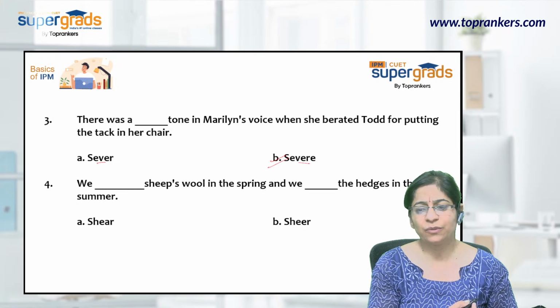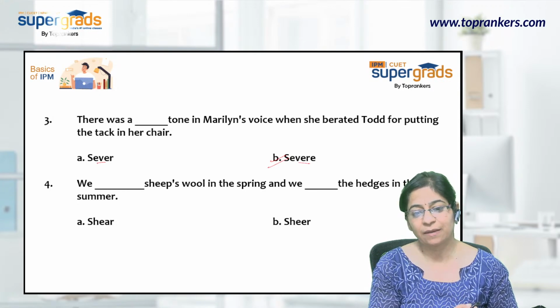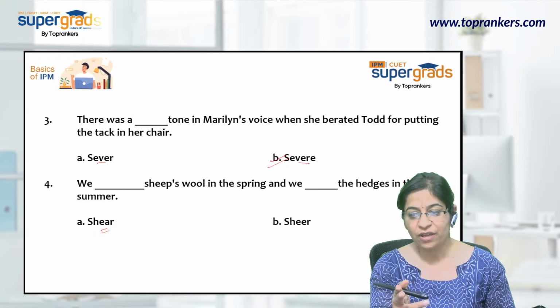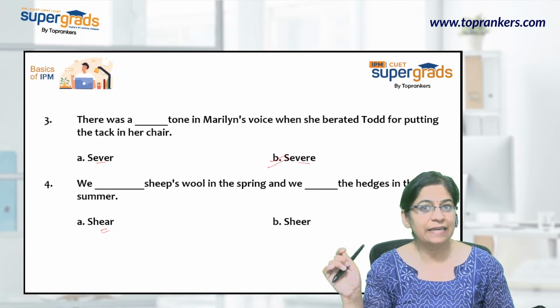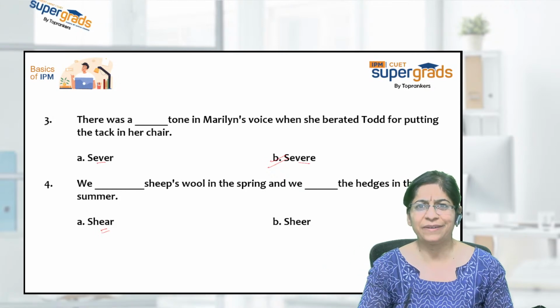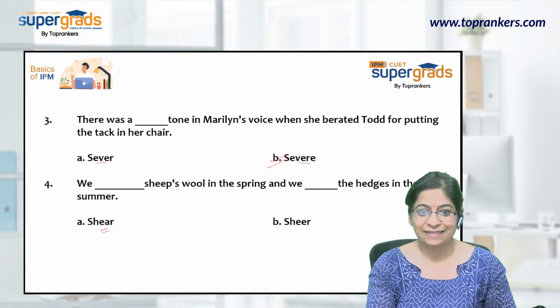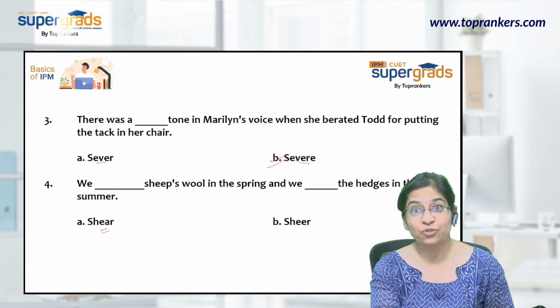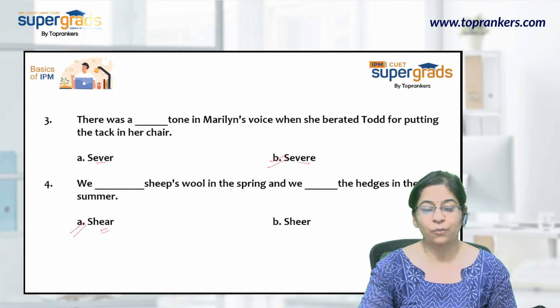We dash sheep's wool in the spring and we dash hedges in summer. Shear with shear means to cut off, and sheer as in sheer simply means utter, complete, unadulterated. So we cut the sheep's wool in spring and we cut the hedges, the bushes in summer. So the answer here would be option A.